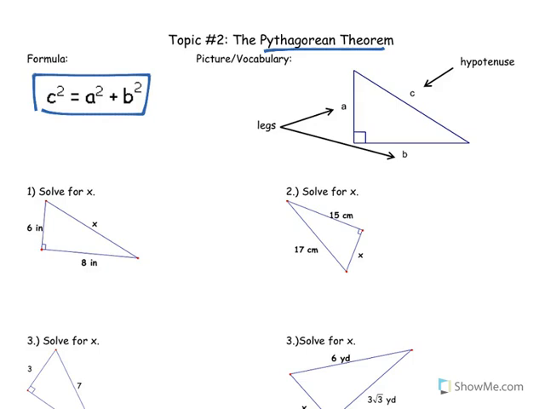The Pythagorean theorem only works on right triangles, so I have to make sure I always have that right angle in the triangle that I'm working with. And remember that the side across from the right angle, we call that the hypotenuse, and then the other two sides are called the legs. Okay? So when I'm looking at example number 1, it says to solve for x.